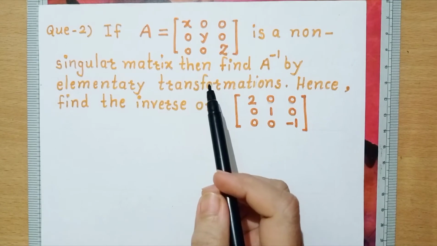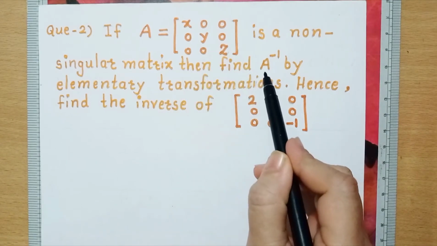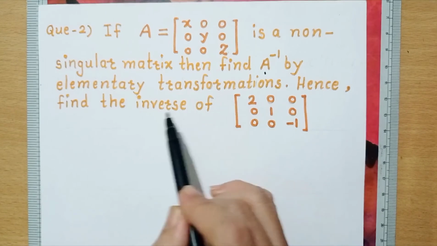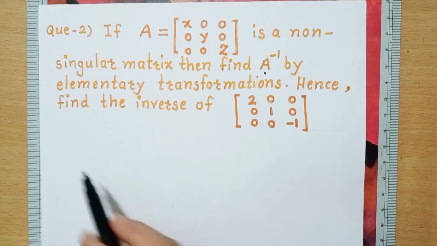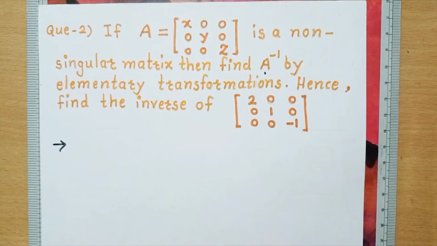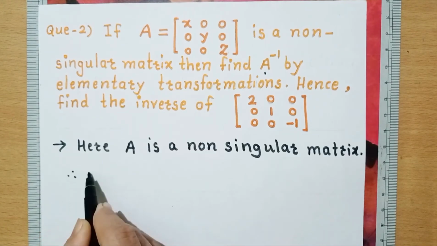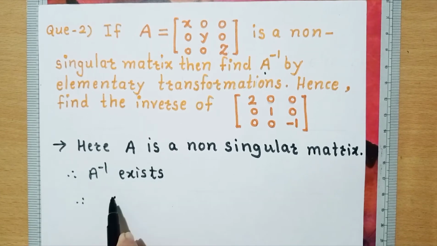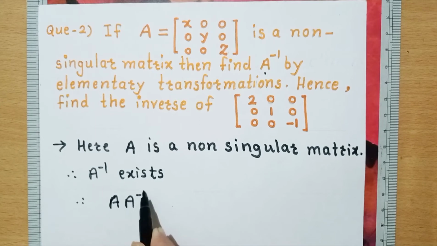This is our second question, and here we have to find A inverse by elementary transformation, and hence we have to find the inverse of this. Here it is already given that A is a non-singular matrix and therefore A inverse exists. We will consider A equals I A to find A inverse, and we will convert this A into the identity matrix by using elementary row transformations.